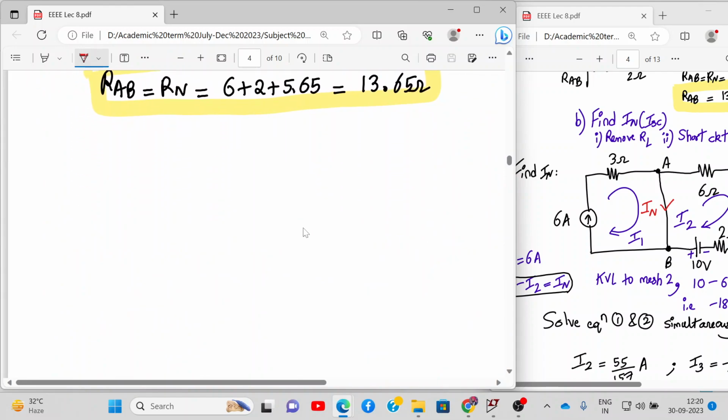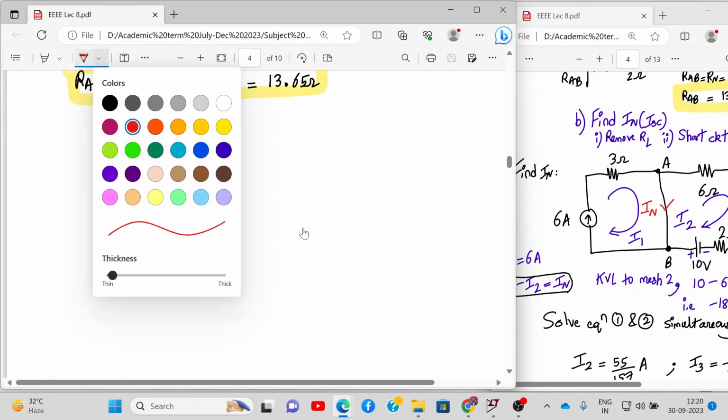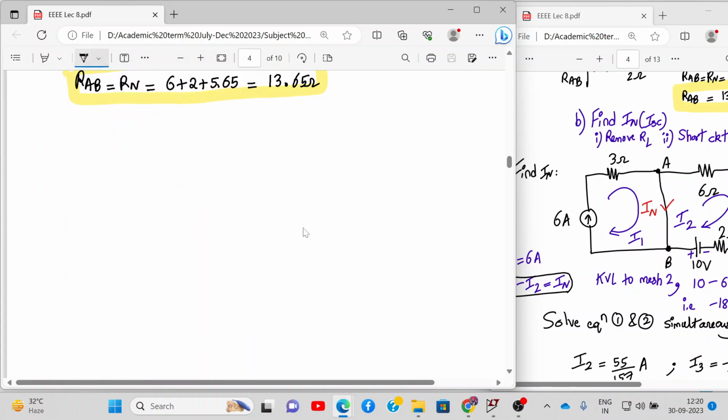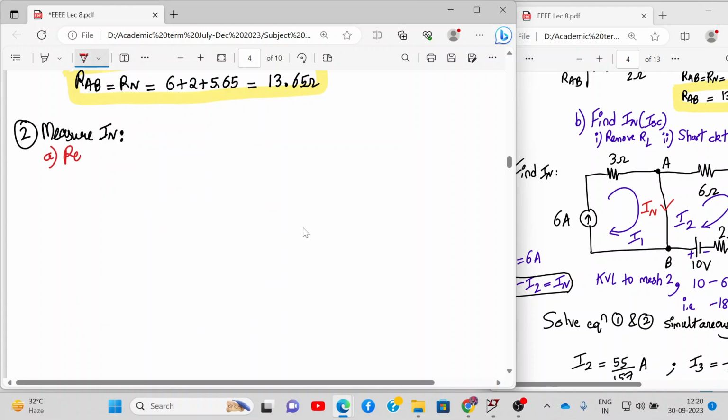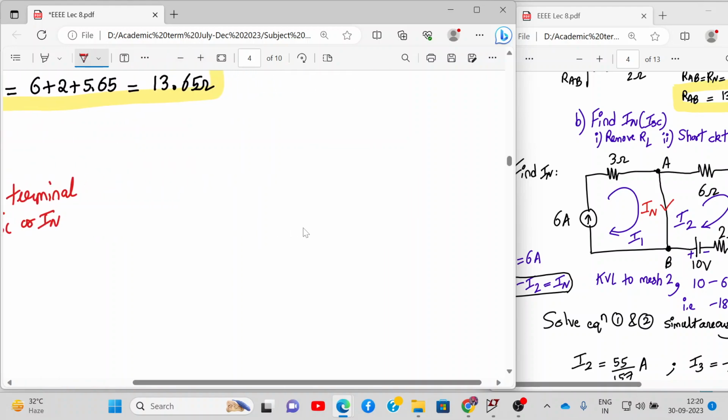All right. So let me redraw the circuit over here for measurement of IN. Second case, measure IN, the short circuit current. So to do that, these are the two steps we follow. We remove RL, we short A and B terminals, and we measure short circuit current ISC or IN. So let me draw the circuit over here in front of you, so you can refer to it for your numerical.